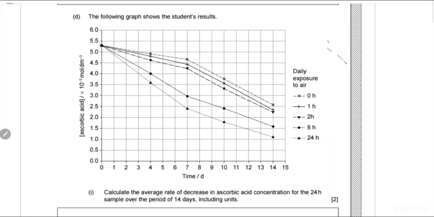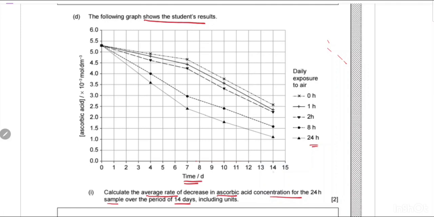The following graph shows the student results. The titration which he has carried out and calculated, the results have been plotted on the graph, and the axes are time in days and ascorbic acid concentration in 10 to the power minus 3 mol per dm³. And one more variable is the daily exposure to air: 0, 1, 2, 8 and 24 hours. There are 5 graphs representing the 5 variables of hours. The first question is: calculate the average rate of decrease in ascorbic acid concentration for the 24-hour sample over the period of 14 days, including units.